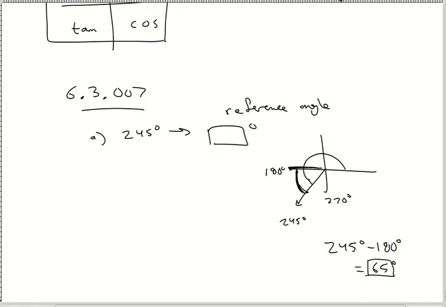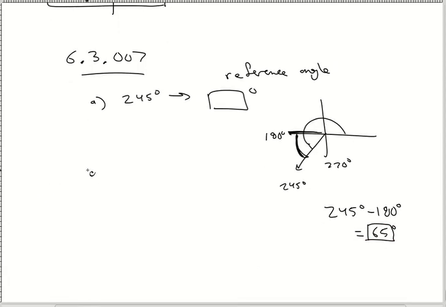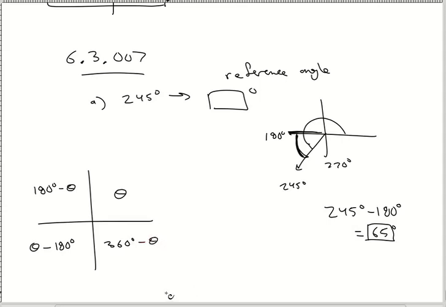So there you go. I'm going to do this a couple more times, but if you remember, there was a formula that I made up for you. At least I'm pretty sure I did. I got theta, 180 minus theta, theta minus 180, and then 360 minus theta. I'm pretty sure that I gave you this formula for reference angles. If I didn't, I'm sorry.